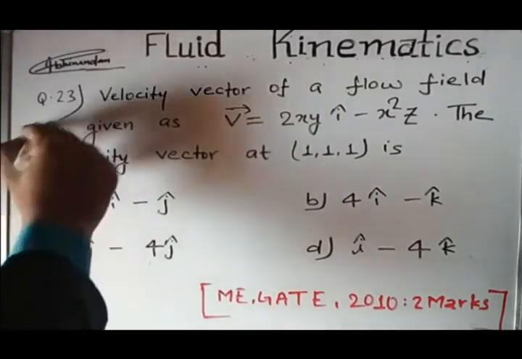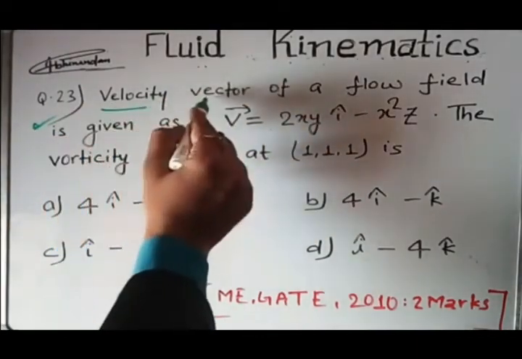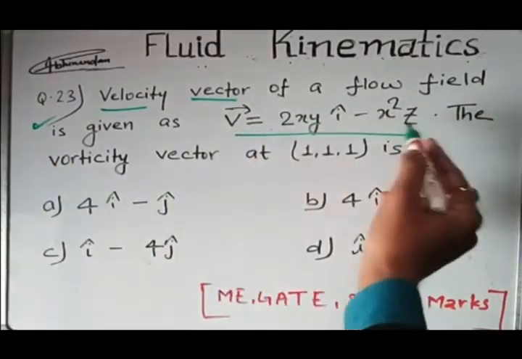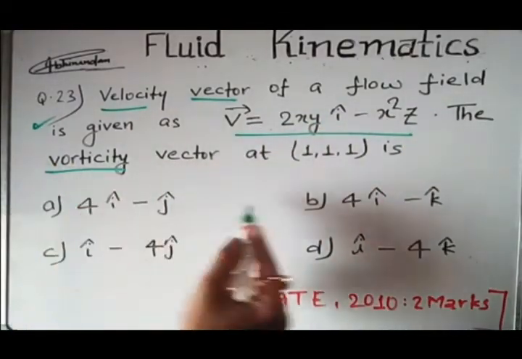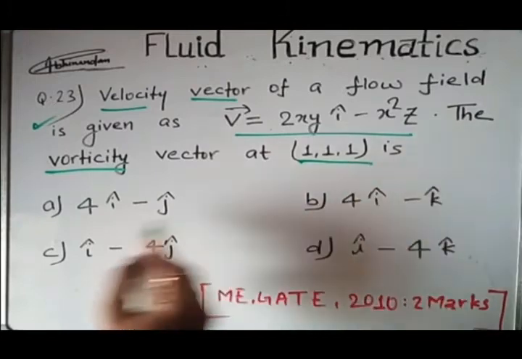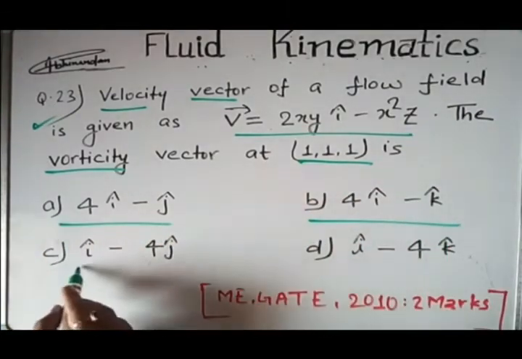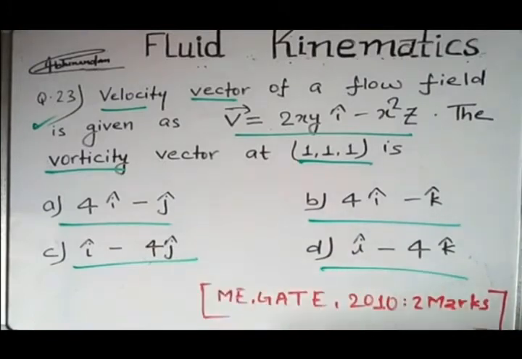Now see question number 23. The velocity vector of a flow field is given as this. The vorticity vector at (1, 1, 1) is option A this, option B this, C this, and D this. मैकेनिकल इंजीनियरिंग गेट 2010 में 2 मार्क्स के लिए ये पूछा गया था.